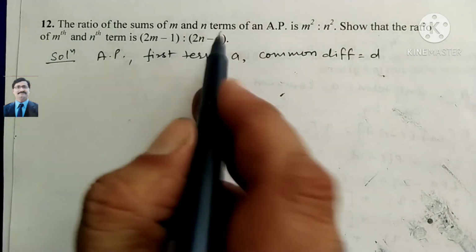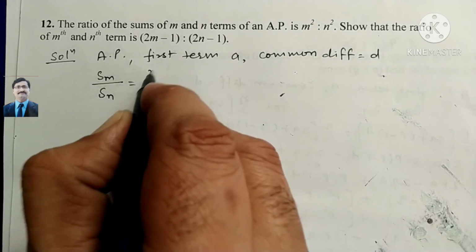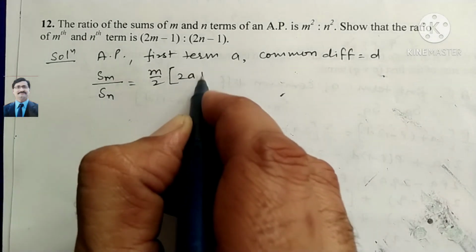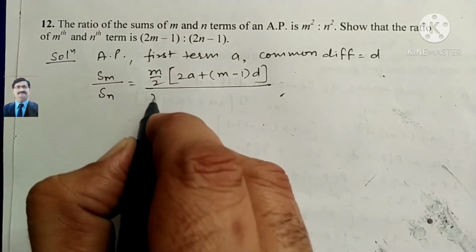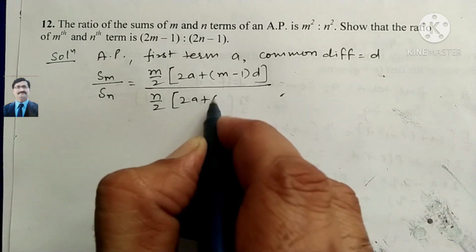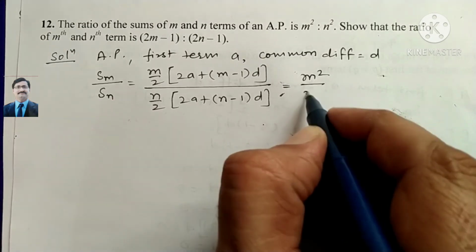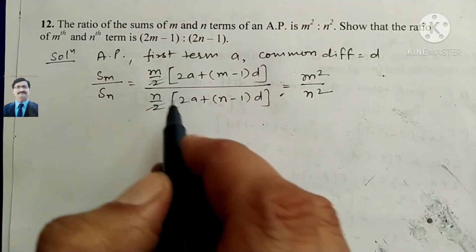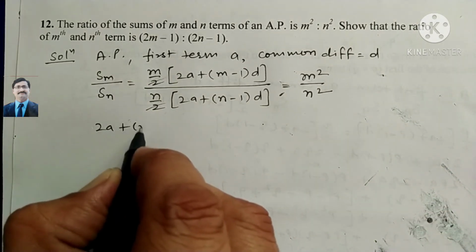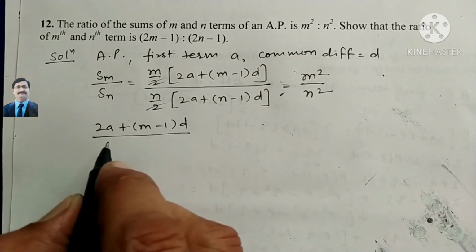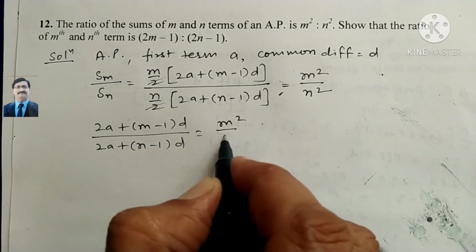Now the ratio of sum of m terms upon sum of n terms will be equal to m by 2 into 2a plus m minus 1 into D, upon n upon 2 into 2a plus n minus 1 D, and this is equal to m square upon n square. Look at this, 2 and 2 we cancel, and m we transfer, n we also transfer, we get here 2a plus m minus 1 D upon 2a plus n minus 1 D equal to m square upon n square.